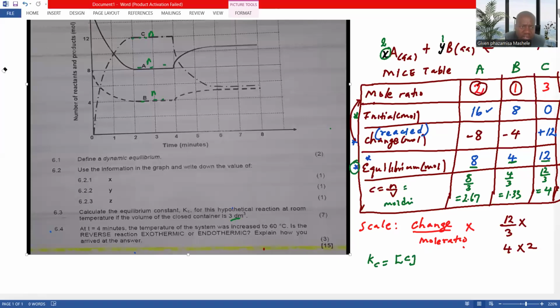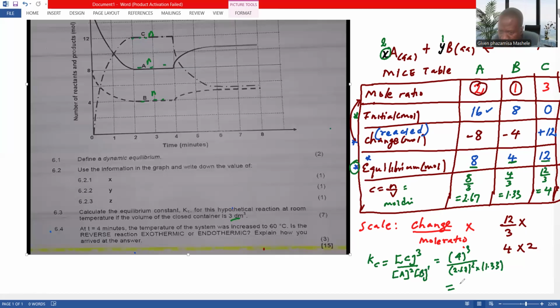C cubed, because our Z is 3. So it will be C cubed over the concentration of A squared, because the mole is 2, times the concentration of B, the mole is 1. So let's do the calculation. The concentration of C is 12 to the power of 3, the concentration of A is 2.67 squared, and B is 1.33. So let's do the working.